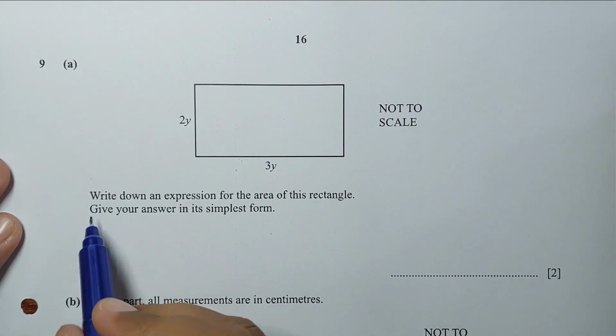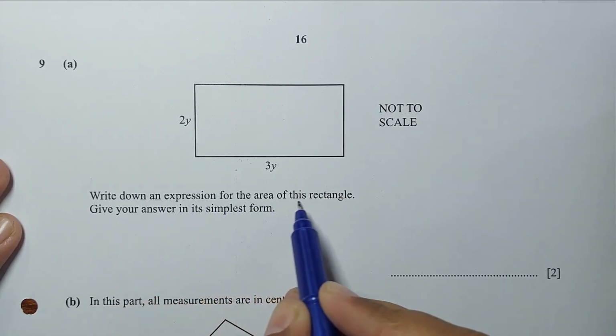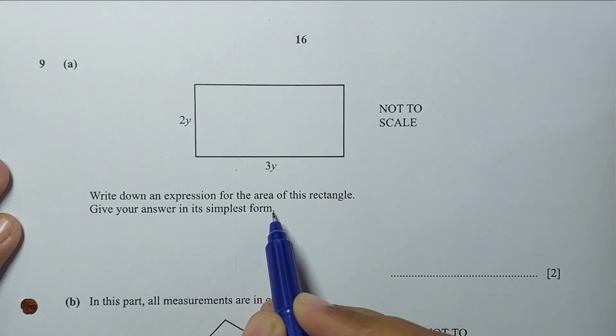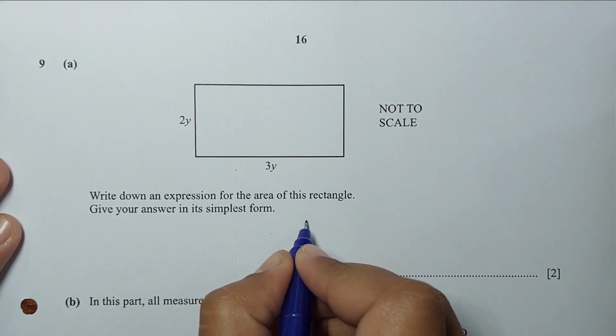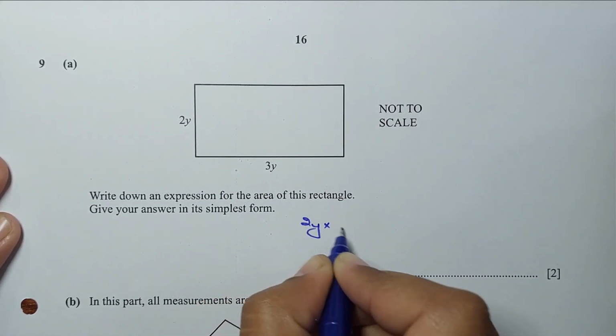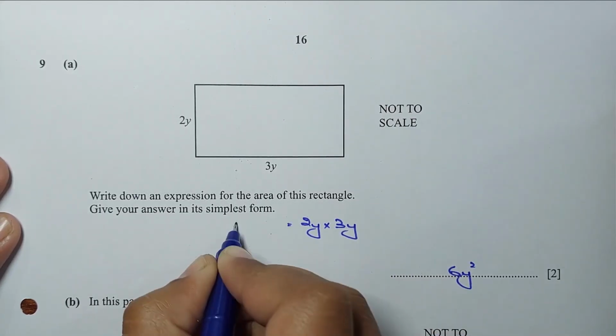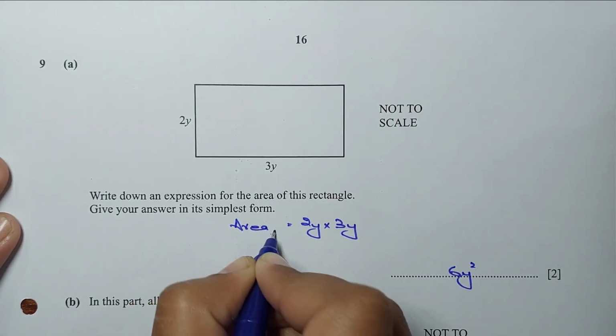Question number 9, part A. Write down an expression for the area of this rectangle. Give your answer in its simplest form. Area of a rectangle is length times width. So the length is 2y times the width is 3y, and 2 times 3 is 6y square. Right. This is the formula for area of a rectangle.